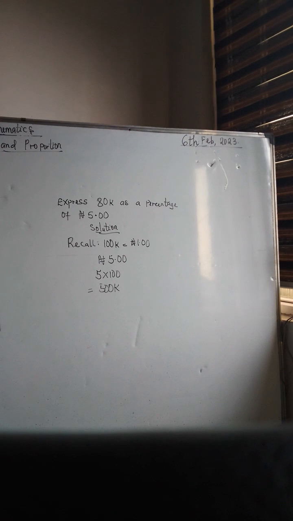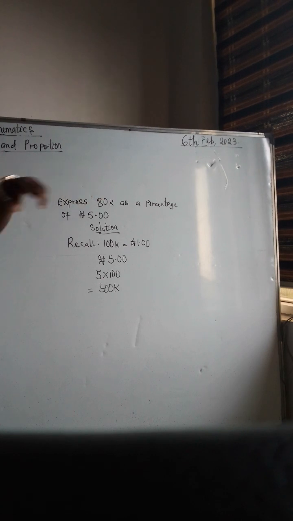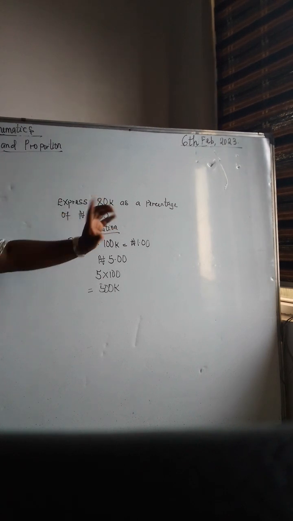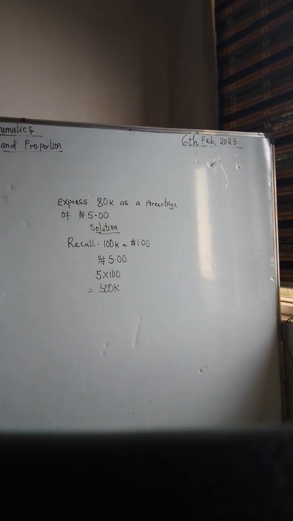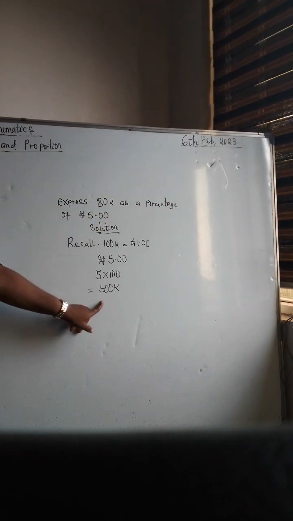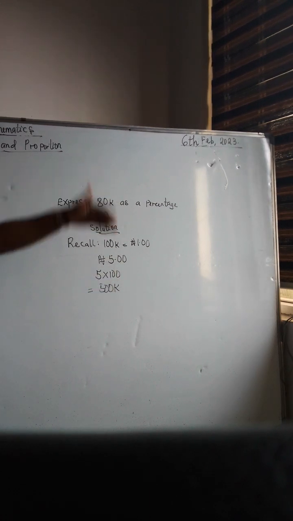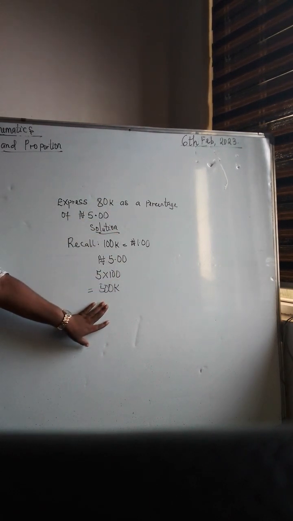So, of course, we have succeeded in converting 5 naira to kobo, so that we're working with the same unit. So this is the same thing as saying express 80 kobo as a percentage of 500 kobo. The same thing as saying express 80 kobo as a percentage of 5 naira.